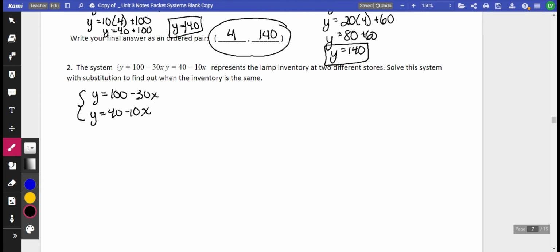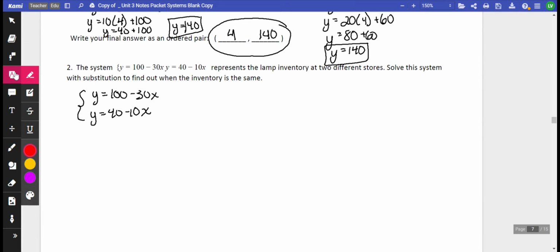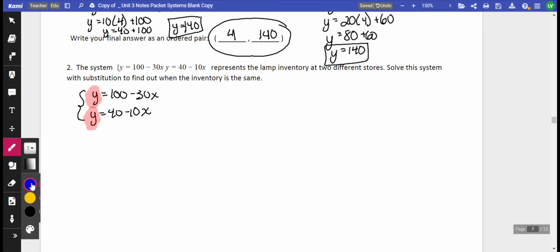Okay, so the first step is to make sure that we have one of our equations where the variable is isolated, either the x or the y. Then we'll substitute that value into the other equation. So the first equation, well, we actually already have y by itself. In fact, the second equation, the y is by itself as well. So what I'm going to do is take my y equals from the first equation and substitute it into my second equation. 100 minus 30x. That's subbing in that y in the second equation with the first, equals 40 minus 10x.